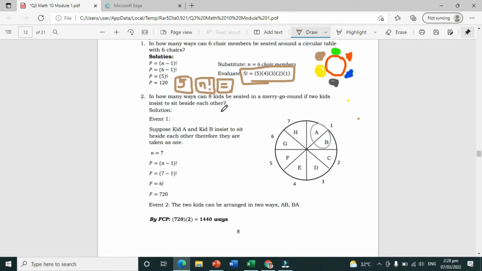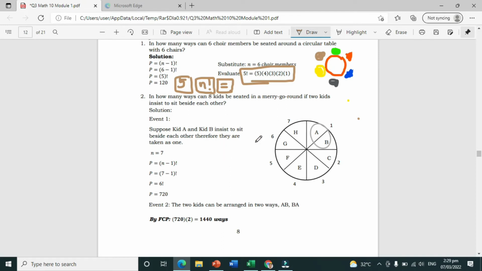Number 2. In how many ways can 8 kids be seated in a merry-go-round if 2 kids insist to sit beside each other? So, pagpalagay natin ito, ilang kids daw lahat? 8. 1, 2, 3, 4, 5, 6, 7, 8. Now, suppose event 1. Event 1.